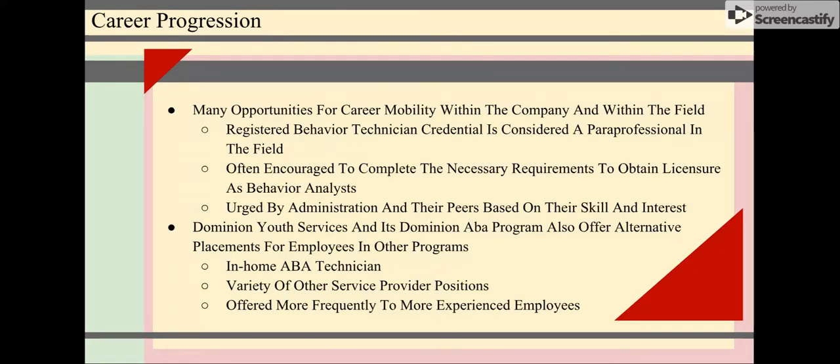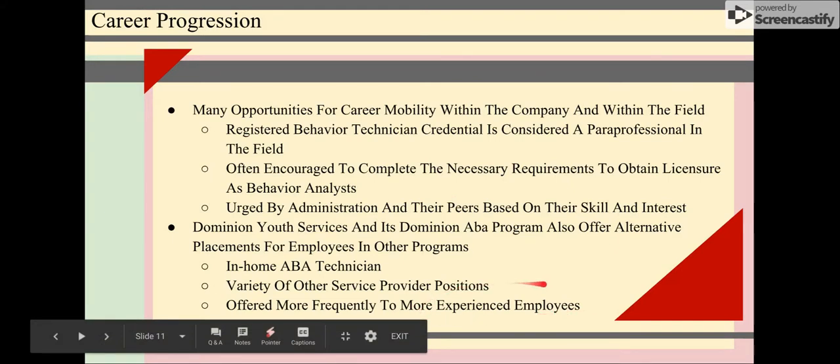Dominion itself, as a company, has other programs underneath its umbrella, including in-home ABA. There's a school setting. There's a one-to-one setting. And there's a variety of other provider services. And they're offered more frequently to those with more experienced employees. So some of the newer hires may not be able to access this resource of being able to move sideways.